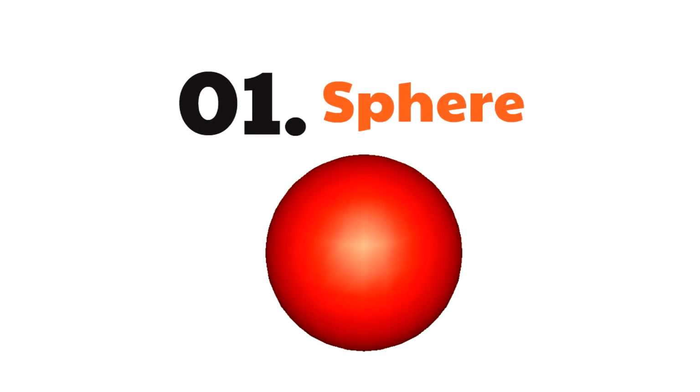So the first 3D shape we're going to learn is the sphere, the one that we just mentioned. The sphere is the 3D version of the circle. It's perfectly round.